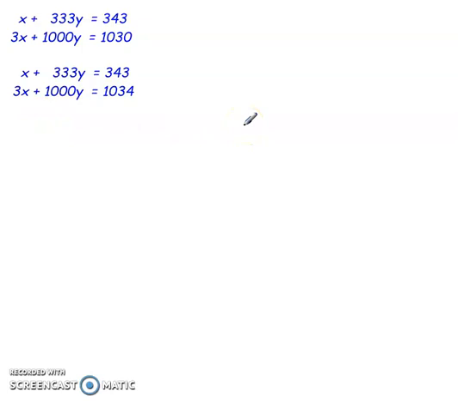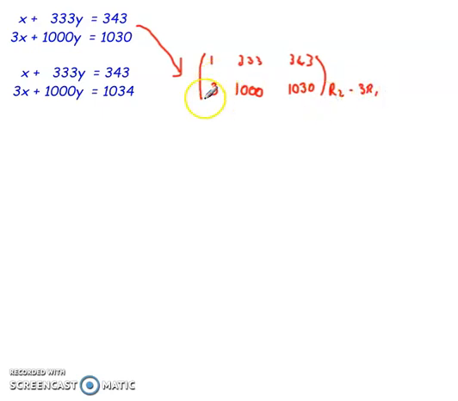The second system of equations was this. Now again, I'm going to explore it the exact same way I did before. Take the original one and let's explore the solutions to that. So stick it in an augmented matrix and I get 1, 333, 344, 3 and 1,000 and 1030 there. And in this case, what I'm going to do is row 2 take away 3 row 1s. This time it's easier to eliminate the x.